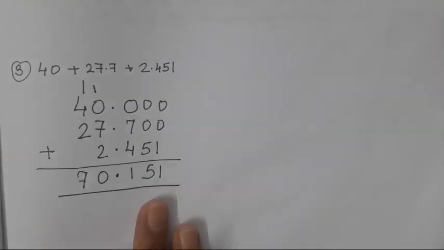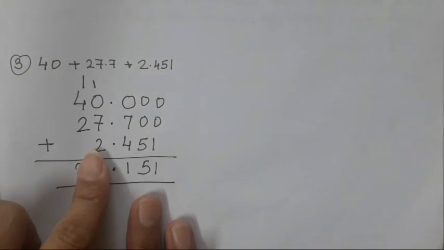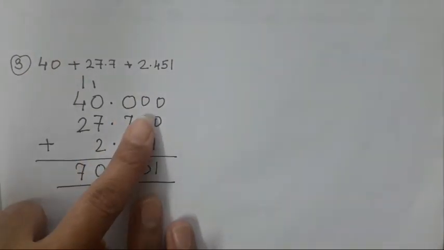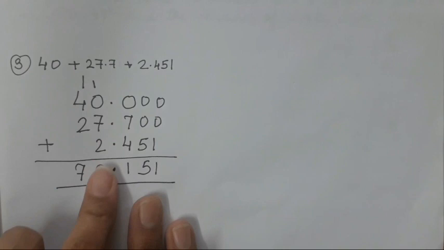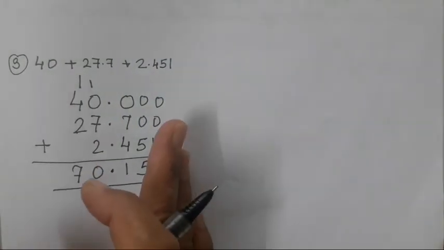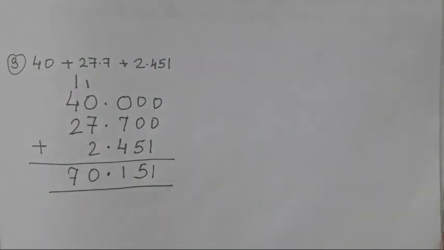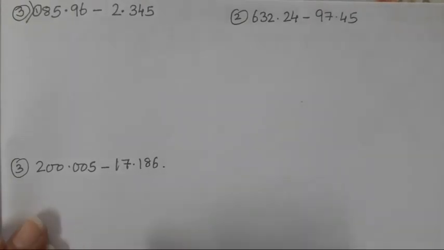So what you have to do? You have to only write the numbers just below each other. Wherever there is no number, add 0. Decimal point has to come below decimal point, and always write the numbers from right to left. Now we will solve the subtraction. For subtraction also we will use the same method.